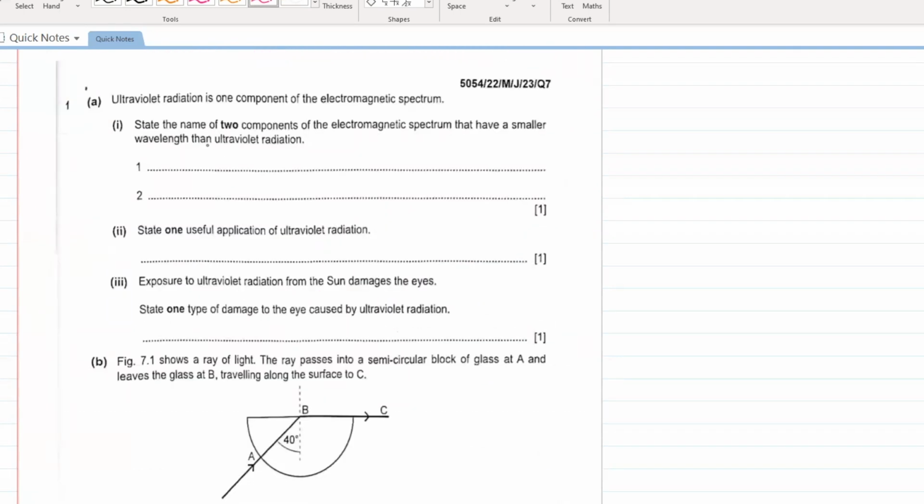Simple. Ultraviolet radiation is one component of the electromagnetic spectrum. State the names of two components of the electromagnetic spectrum that have a smaller wavelength than ultraviolet radiation. Which components have a smaller wavelength than ultraviolet radiation? X-rays and gamma rays. This is something you can only do by memorizing. State one useful application of ultraviolet radiation. Security alarm systems.